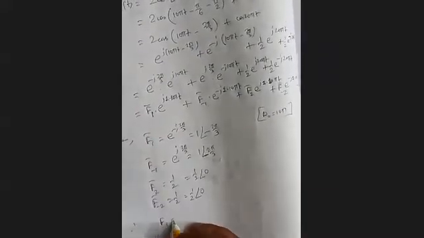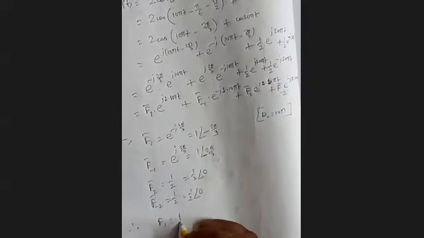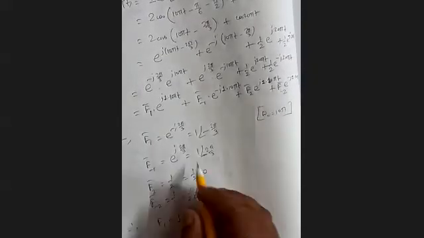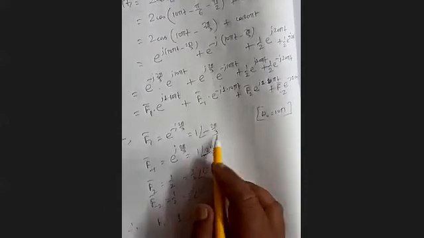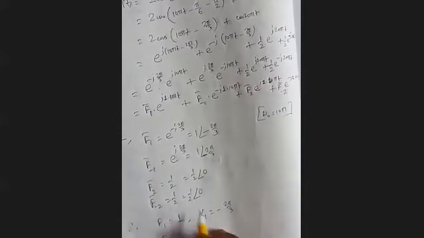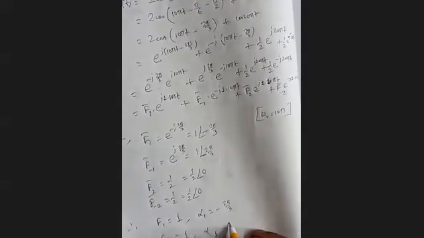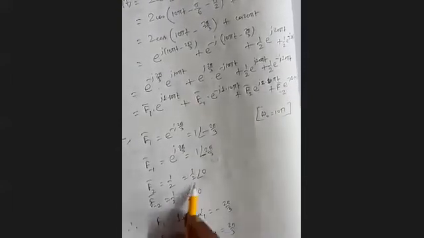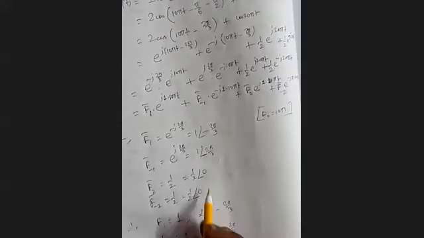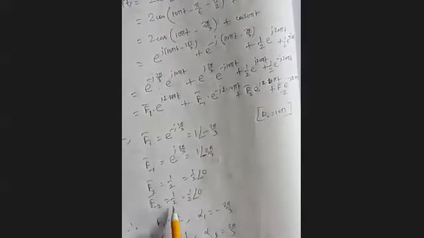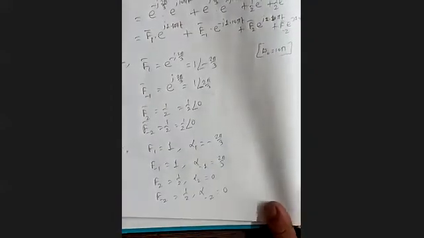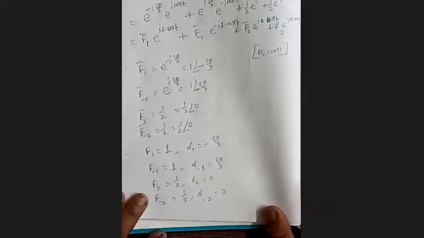Therefore, we can say our F1 equal to the magnitude 1, and alpha 1 equal to minus 2 pi by 3, its angle. F minus 1 is 1 here, and alpha minus 1 is plus 2 pi by 3. Similarly, F2, the magnitude is half, and alpha 2 is 0. And F minus 2 magnitude is half, and alpha minus 2 is 0. So from this expression, we can get it easily.